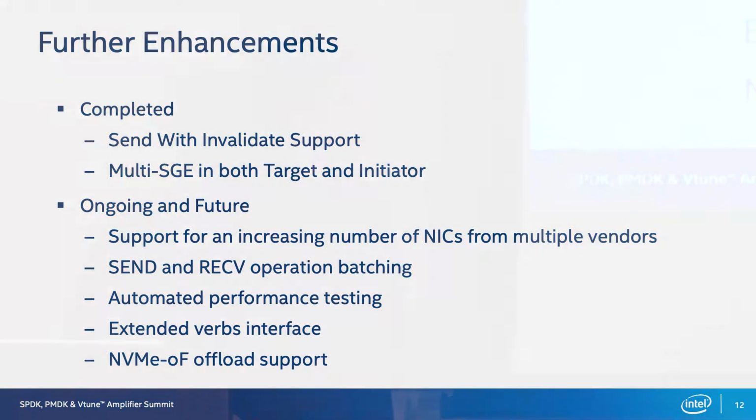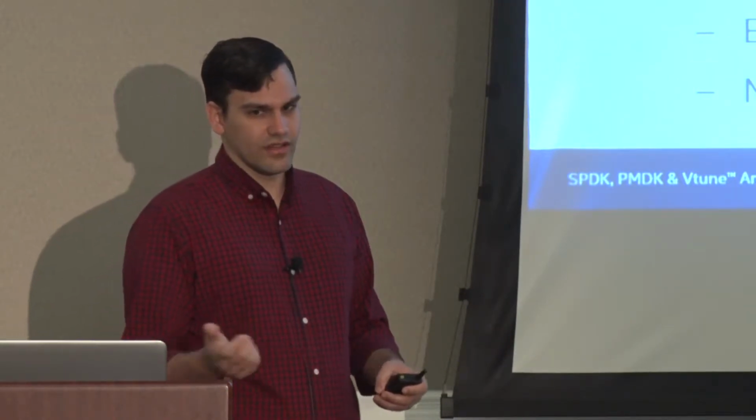So previously, if you had a scatter gather list on the initiator side, that actually had to be split into multiple NVMe over Fabrics requests before it was sent over to the target. But this allows you to have a scattered list on the initiator that can be sent over as a single request and processed on the target.